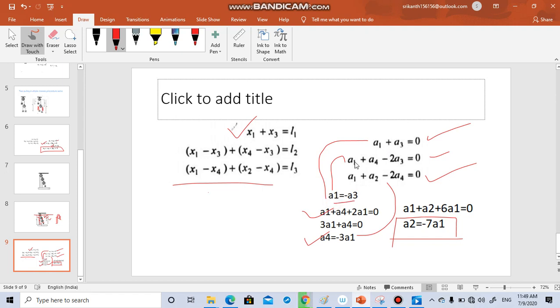You put it in the second one, you finally get a4 is equal to minus 3a1, and put this into the third one. You are trying to eliminate basically a2 and a3, right? So once you solve it, you finally get a2 is equal to minus 7a1. So this is how we use constraint equations and we solve the unknowns.